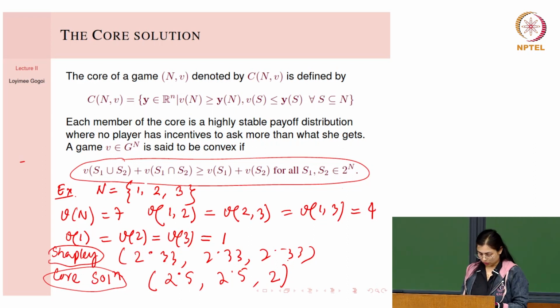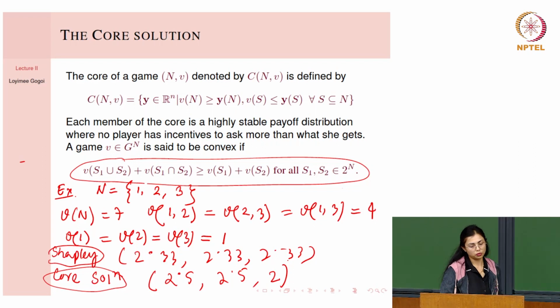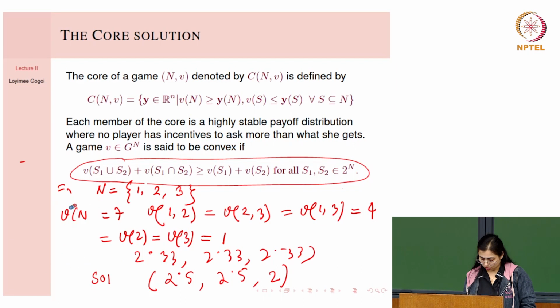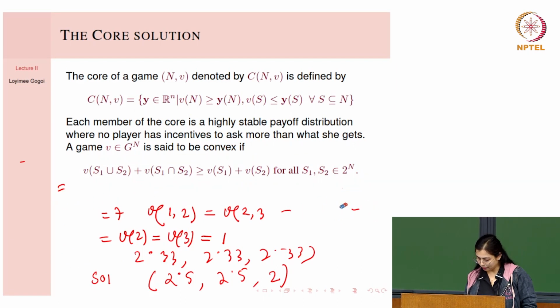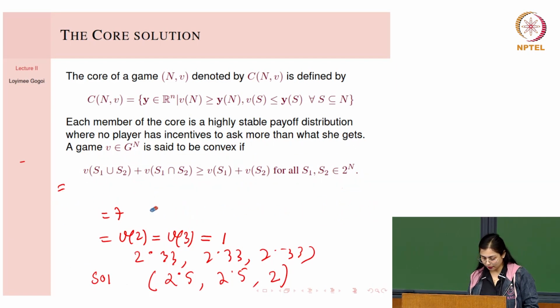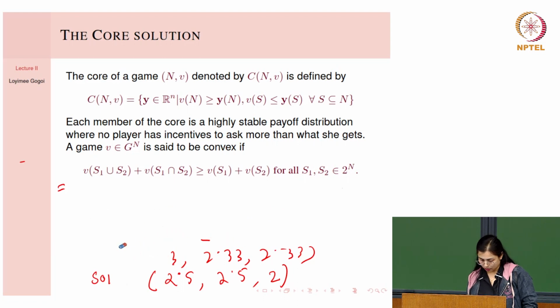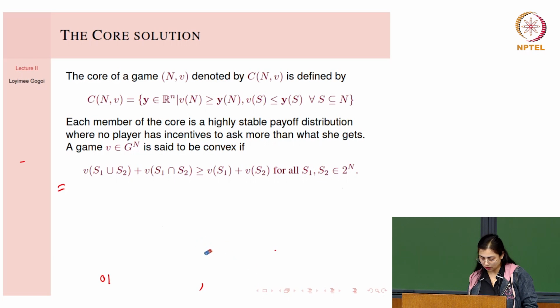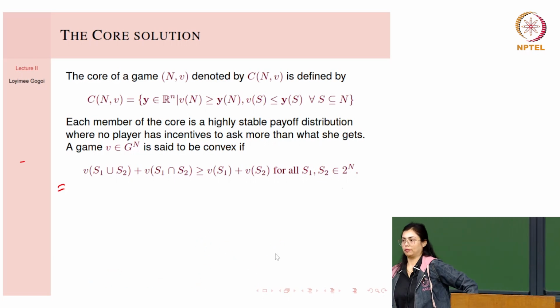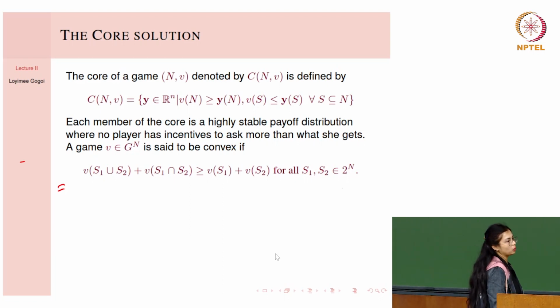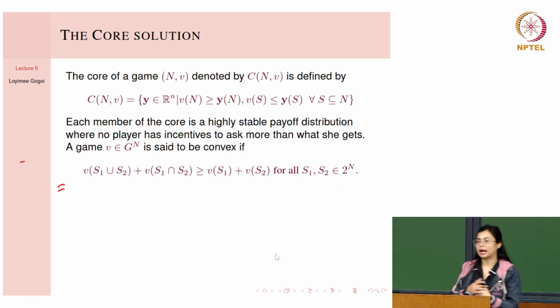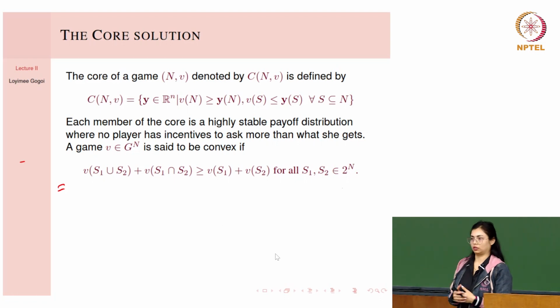No. So we have another characterization for the non-empty core, but I don't want to discuss that. This is a simple one, but it is not an if and only if, not a necessary and sufficient condition. If the game is convex, then we can say the core will be non-empty. But if the core is non-empty, we can't say whether the game is convex or not. Okay.